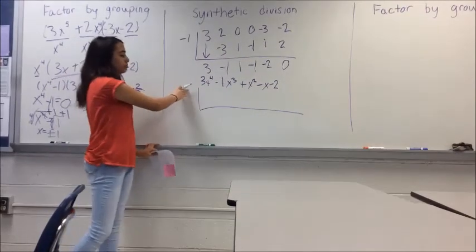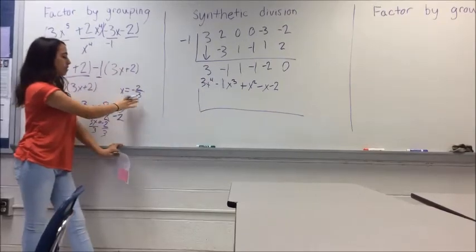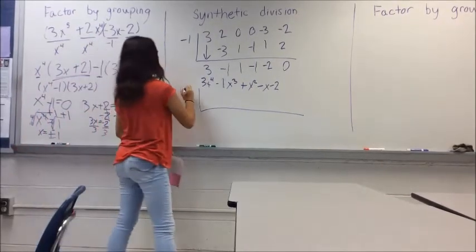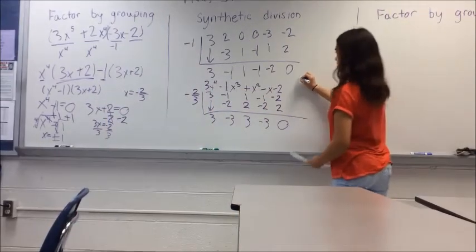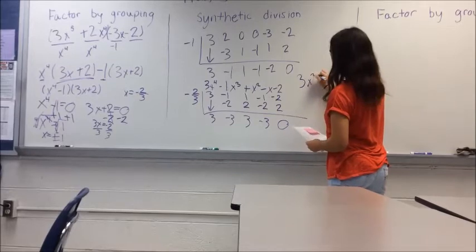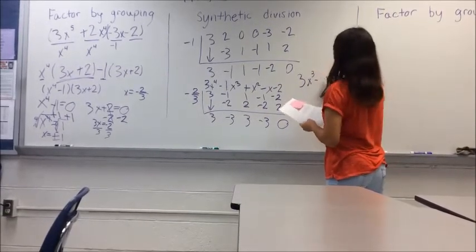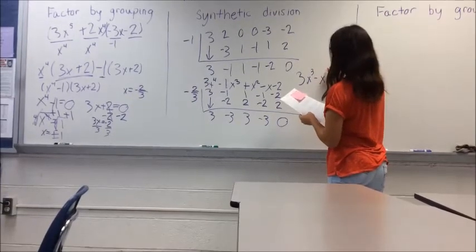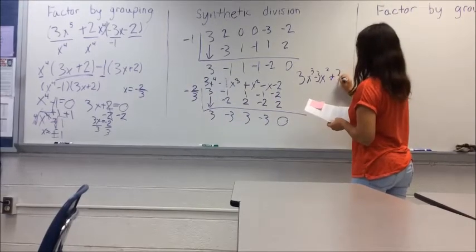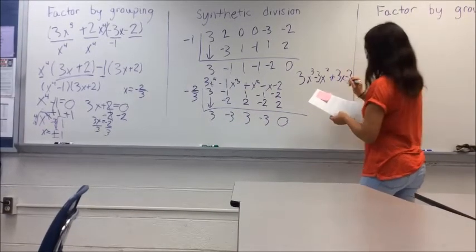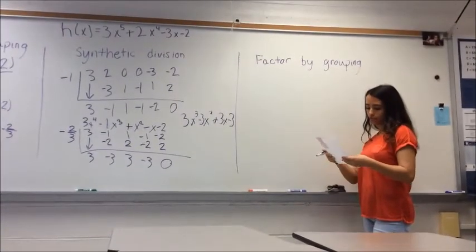Since this cannot factor by grouping, we're going to need to use synthetic division again. So instead this time I'm going to use negative 2/3 as my number on the outside. So in this instance, what we're going to end up with is 3x squared minus 3x cubed minus 3x squared plus 3x minus 3. So the last thing we're going to need to do to find our imaginary solutions is factor by grouping again.